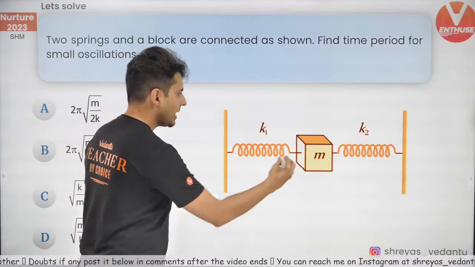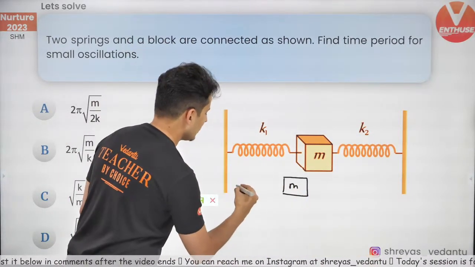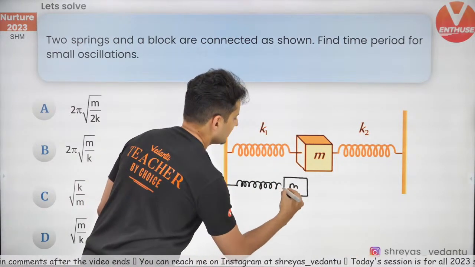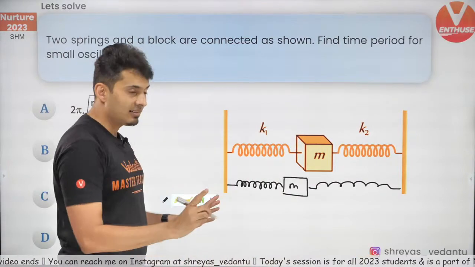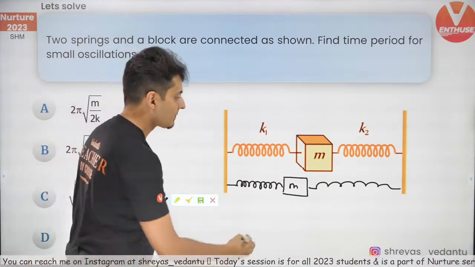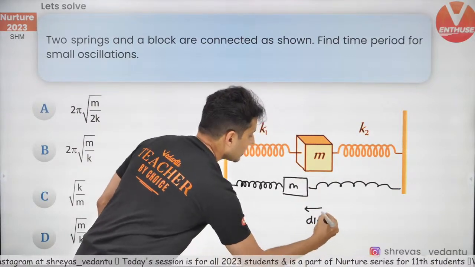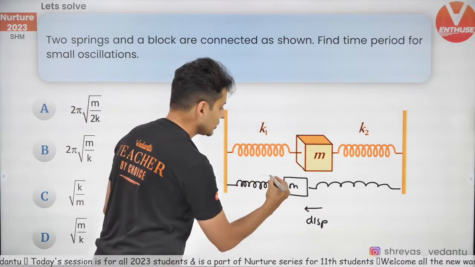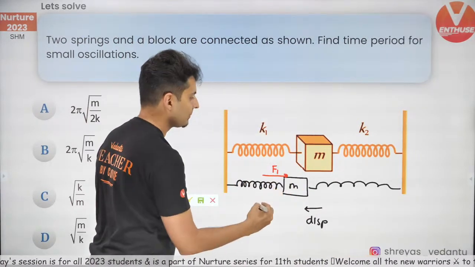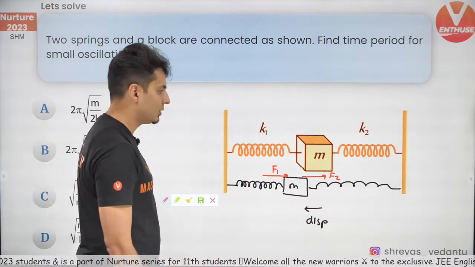Let's say I move this block slightly over here. Obviously this spring will get compressed and that spring will get elongated. Now if I ask you, where are the spring forces? If you have moved this block over here, this is the displacement. What are the spring forces going to look like? This spring is compressed, so it will push like this, F1. This spring is elongated, so it will pull like this, F2.